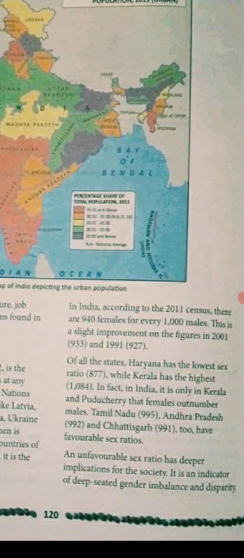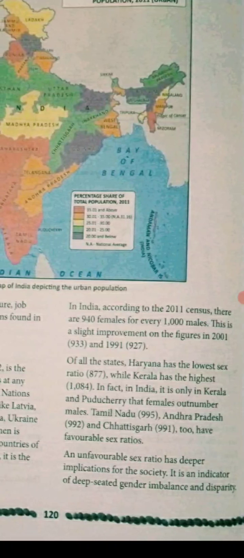has been the great cause of an unfavorable sex ratio since ancient times. While Kerala has the highest sex ratio in the country, that is 1084, more females than males, and among the union territories, Puducherry has the highest female number. In Kerala and Puducherry females outnumber males. In Tamil Nadu it is 995, Andhra Pradesh 992, and Chhattisgarh 991. These have a favorable sex ratio.